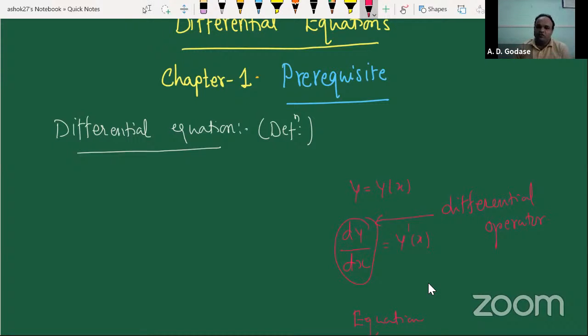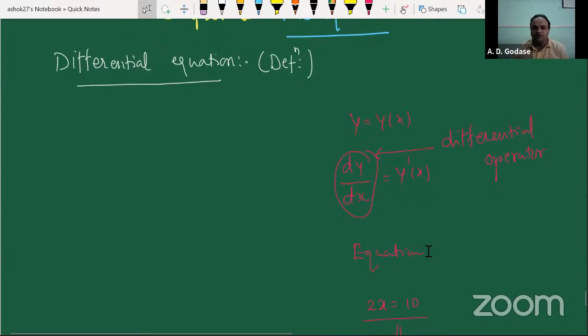An equation which contains this differential operator. So this is the first order differential operator. Similarly, if you differentiate dy by dx with respect to x again, you'll get d square y by dx square, and it is y double dash x. You have already seen this. So this is the second order differential operator. If you differentiate the first order differential operator again, you'll get a second order differential operator.